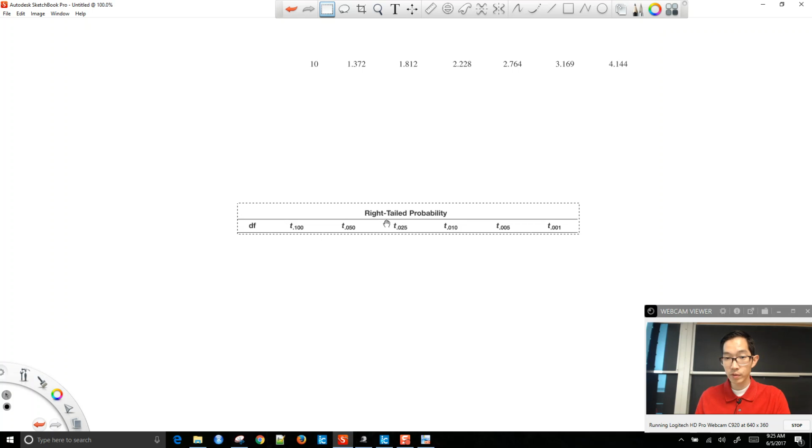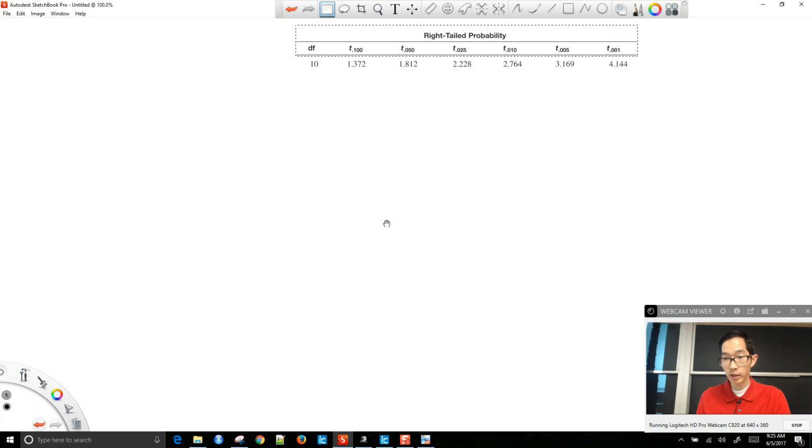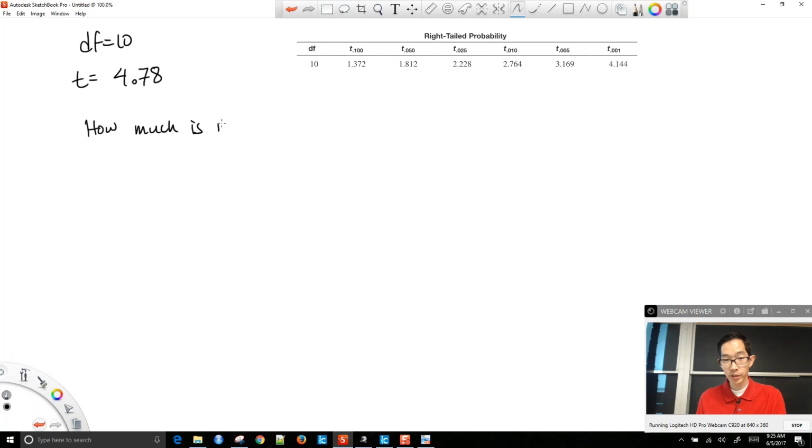So our degrees of freedom is equal to 10. And let's say t is equal to 4.78. Okay, and so the question is, here we'll make a clicker question out of this, how much is in the right tail? Or what is the right tail probability?